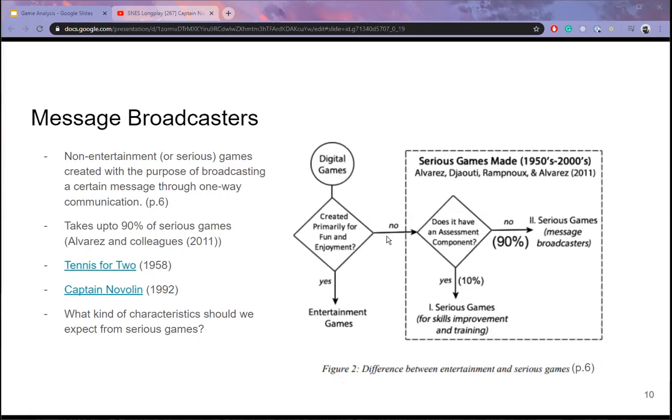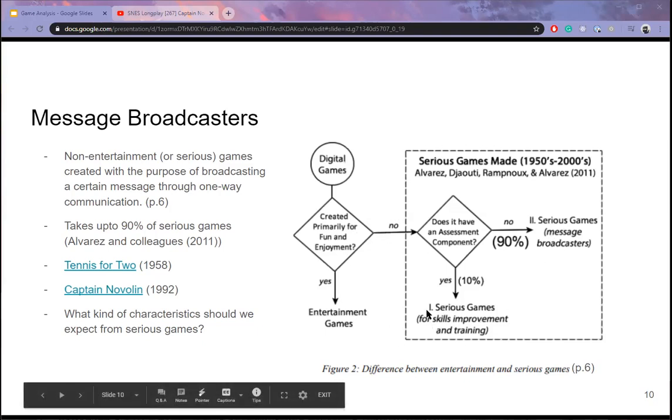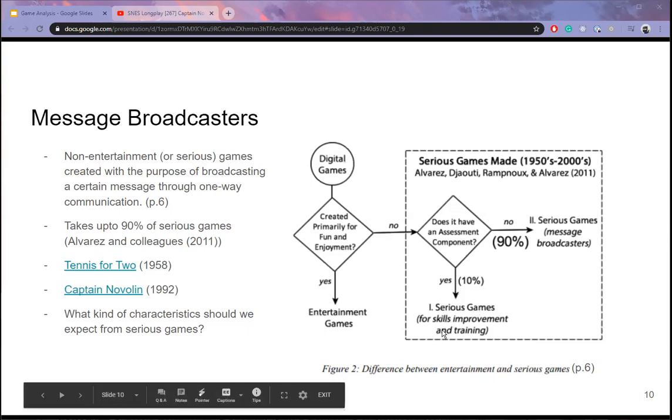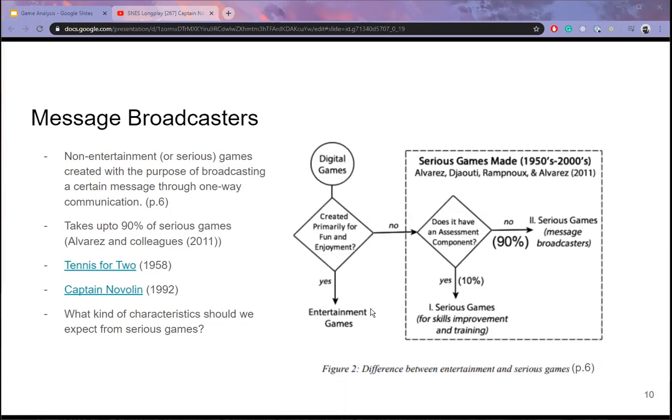So they separated into message broadcaster and serious game for skill improvement and training. And the main question is: does it have an assessment component? If it doesn't have one, then it's a message broadcaster. And if it does have one, then it will be a serious game for skill improvement. Then the question here is, what kind of characteristics do we expect from a serious game?